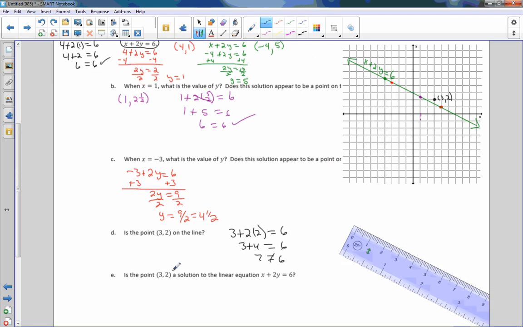E says, is the point 3, 2 a solution to the linear equation x plus 2y equals 6? Well, I just plugged it in and checked, and the answer is no. It will not be a solution to a linear equation unless the point lands on the line.